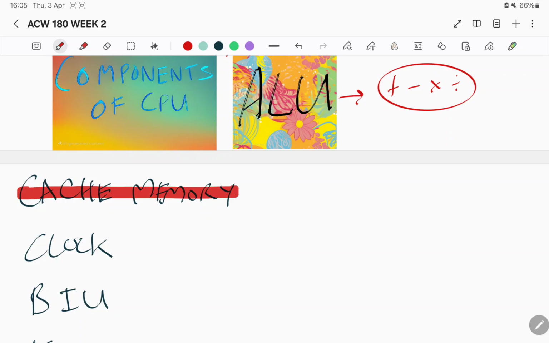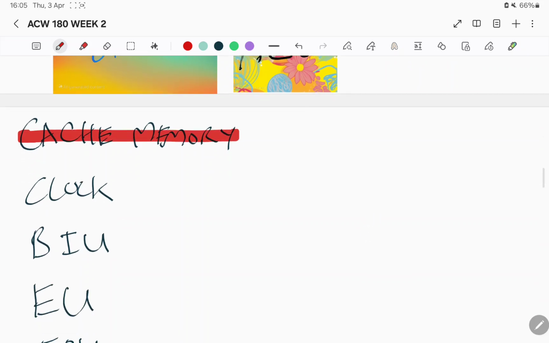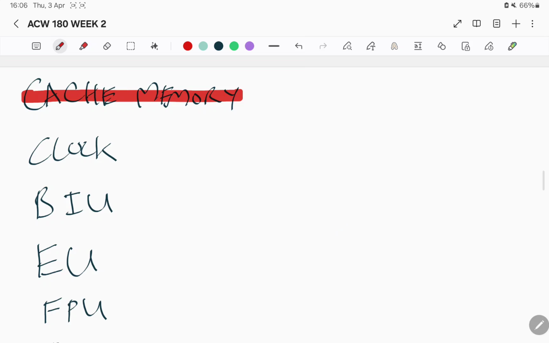There are other components as well. We've got the clock. The clock generates regular pulses that synchronize all operations in the CPU. Then we've got the BIU, the bus interface unit.